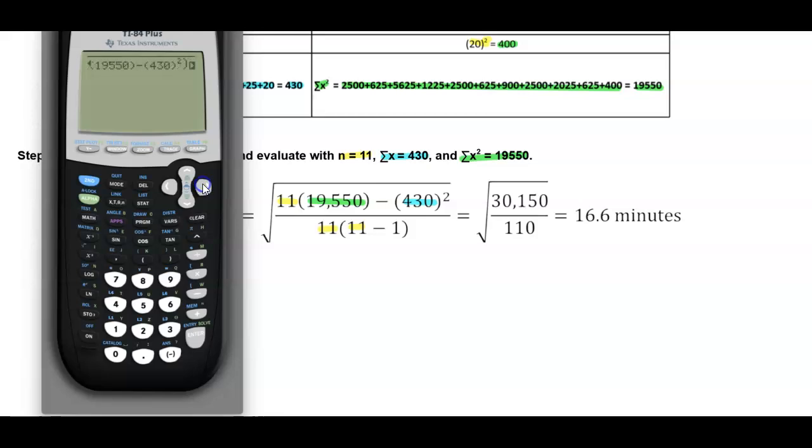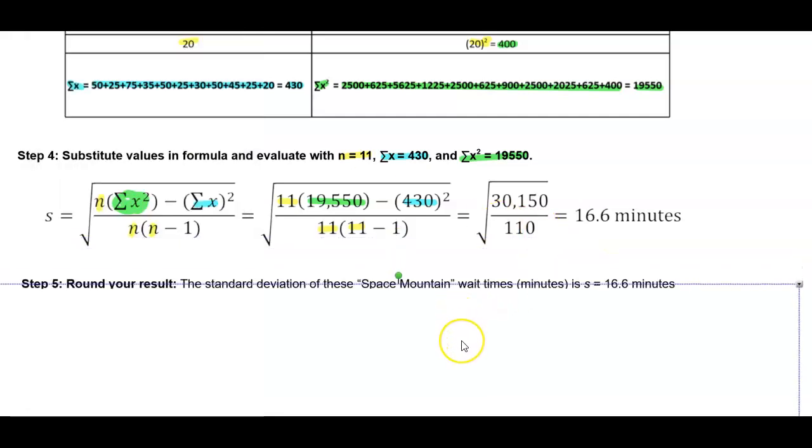Now we can apply the division symbol here. And now we're going to have another parenthesis, and then an additional parenthesis, and then this 11 in parentheses, and then in parentheses we have 11 minus 1, close that parenthesis, and then add another parenthesis. And now we're going to press enter. When we press enter, you're going to see that we get 16.5556 like we did before. And now we're going to round this, again, 1 decimal further than our data set, which would be to the 10th place. And therefore we get 16.6 minutes.